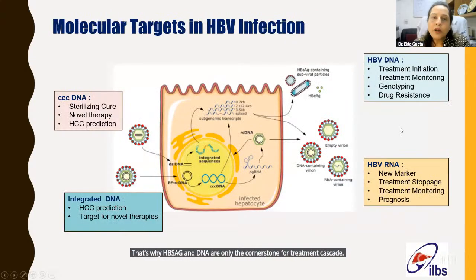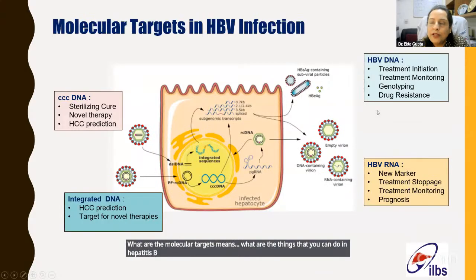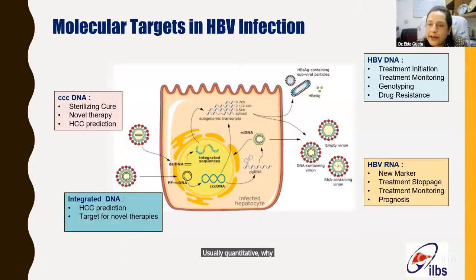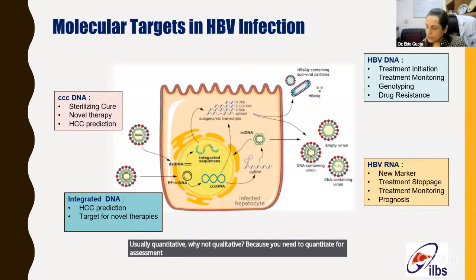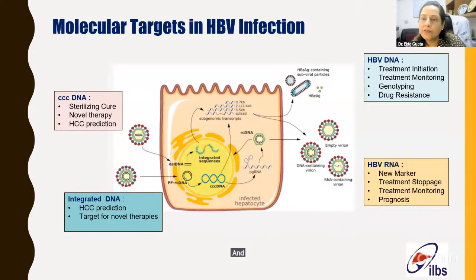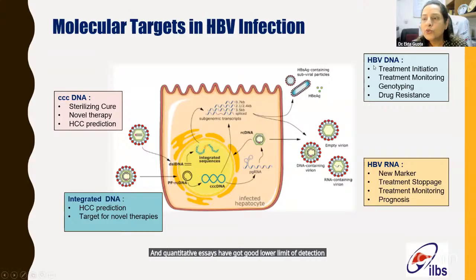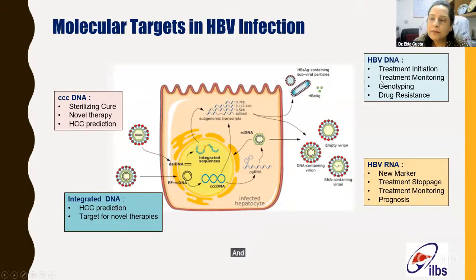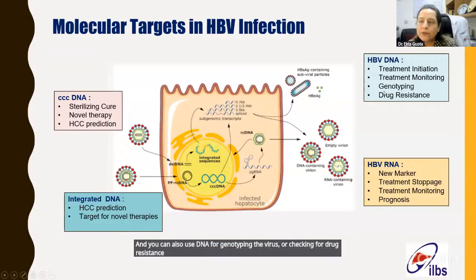What are the molecular targets? Meaning, what are the things that you can do in hepatitis B? As I told you, DNA is the classical marker of molecular testing, usually quantitative. Why not qualitative? Because you need to quantitate for assessment of treatment response, and quantitative assays have a good lower limit of detection. And you can also use DNA for genotyping the virus or checking for drug resistance, not needed routinely, but it can be done.